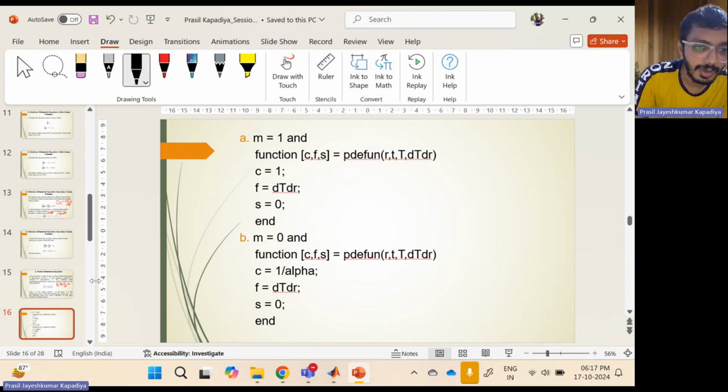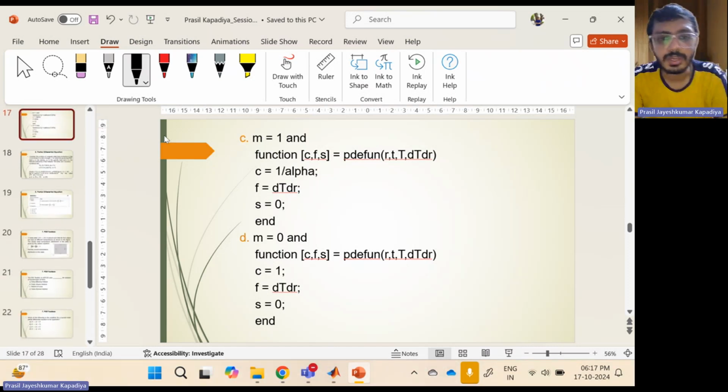Correct? Then if I move ahead, here also m is equal to 1. So here m is equal to 0, so this can't be the answer. So our answer is this: m is equal to 1, my c is equal to 1 upon alpha, f is equal to dt dr, and my s is equal to 0.